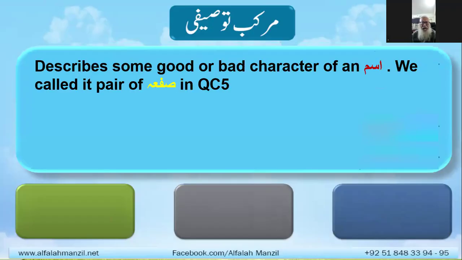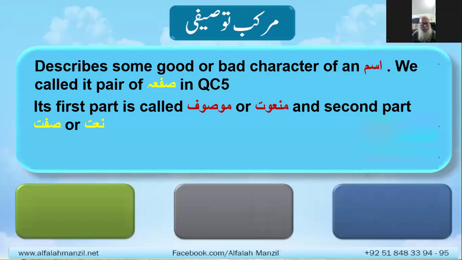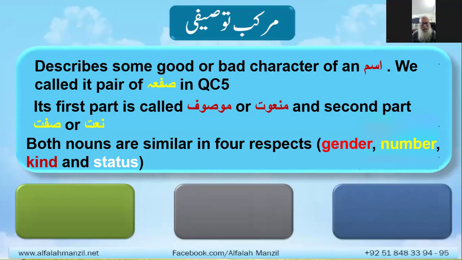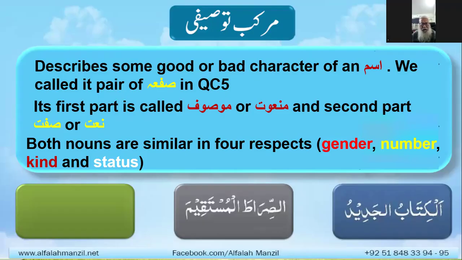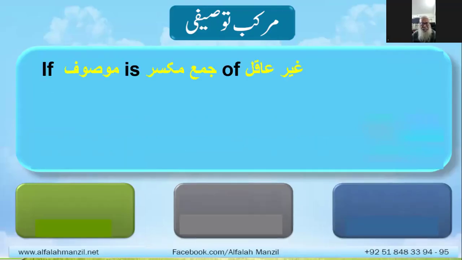Then we started the Murakkab Tawsifi. It describes some good or bad characters of an ism. We call it the pair of Sifa in QC5. Its first part is called Mawsuf or the Man'ut, and the second part is called Sifa or the Na't. Both nouns are similar in four respects: gender, number, kind, and state. The examples were Al-Kitabul Jadid, As-Siratul Mustaqim, Al-Jannatul Wasiyah.